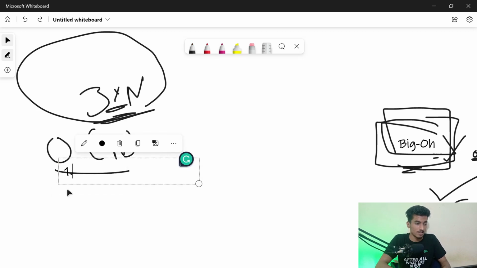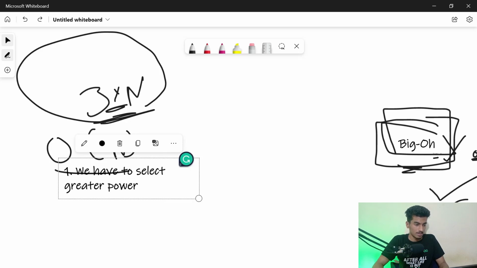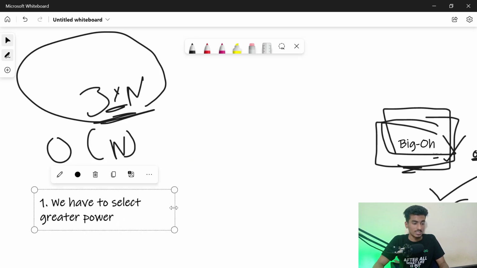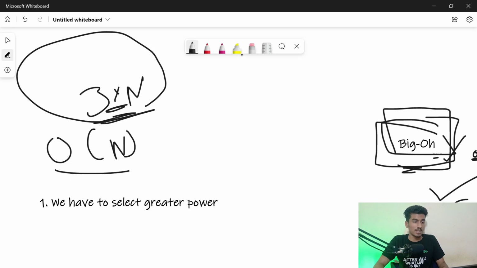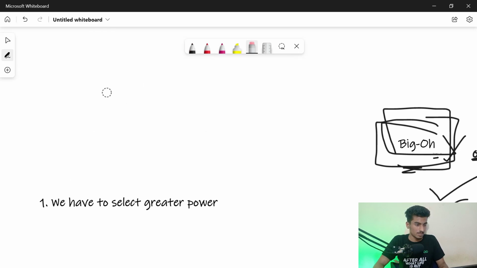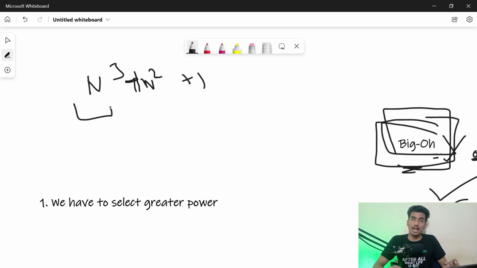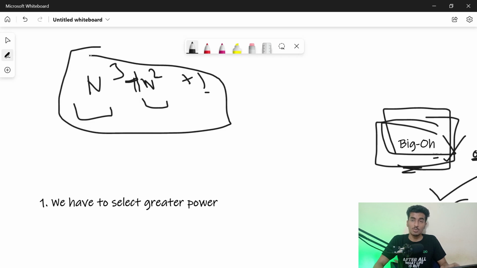Our first rule is we have to select the greatest value of all the things, the greatest power. So what does greatest power mean? Suppose, for example, the time complexity of some algorithm is n cube plus n square plus 1. So n cube means I am running 3 nested loops, and after these 3 loops I am running 2 loops and then some one operation. That is the total time we observed from our program.